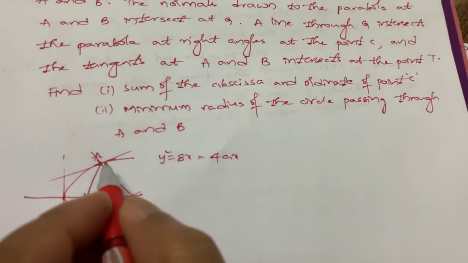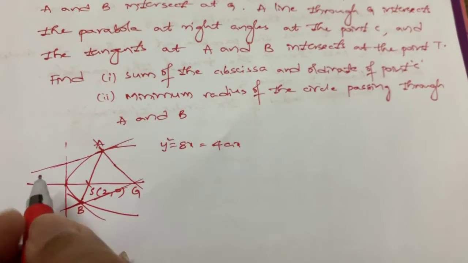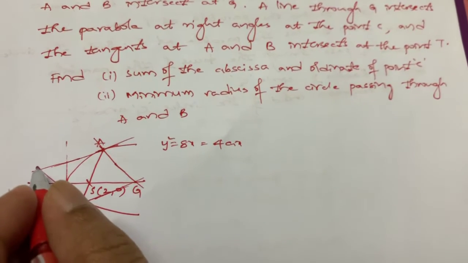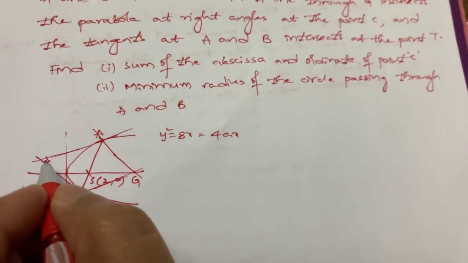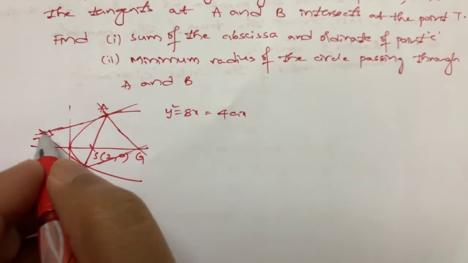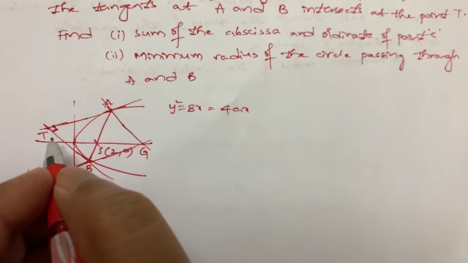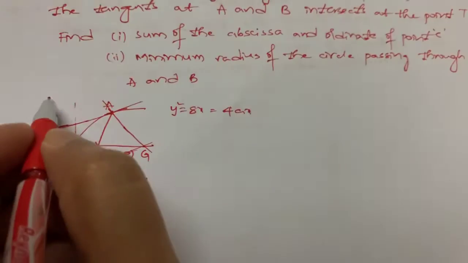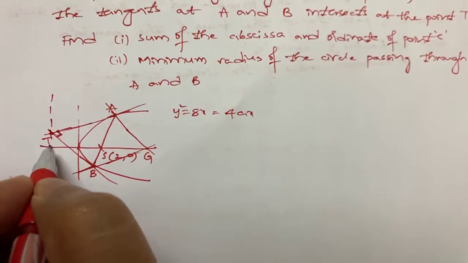So the tangents drawn at the ends of a focal chord are perpendicular, and they will intersect on the directrix. So the tangents are perpendicular clearly, and they will intersect on the directrix.